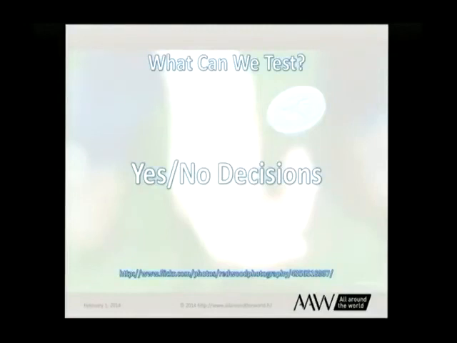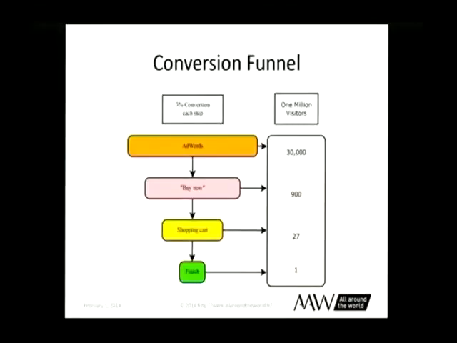And the question is, what can we actually test with A/B testing? Basically anything which has a yes or a no. Did they click the buy now button or not? Did they sign up for the newsletter or not? Did they agree to receive spam from you or not? That's what A/B testing does. Very much simple, yes or no choices. So please keep that in mind when you're looking at implementing A/B testing somewhere.